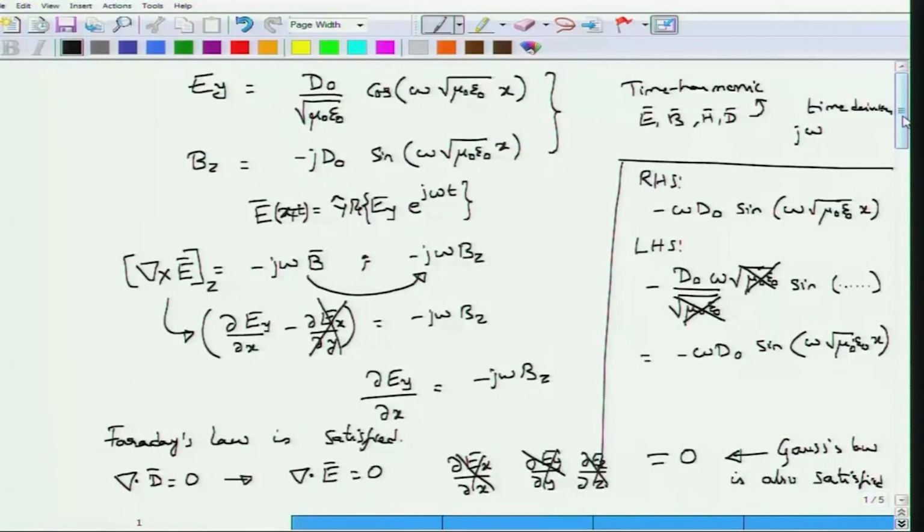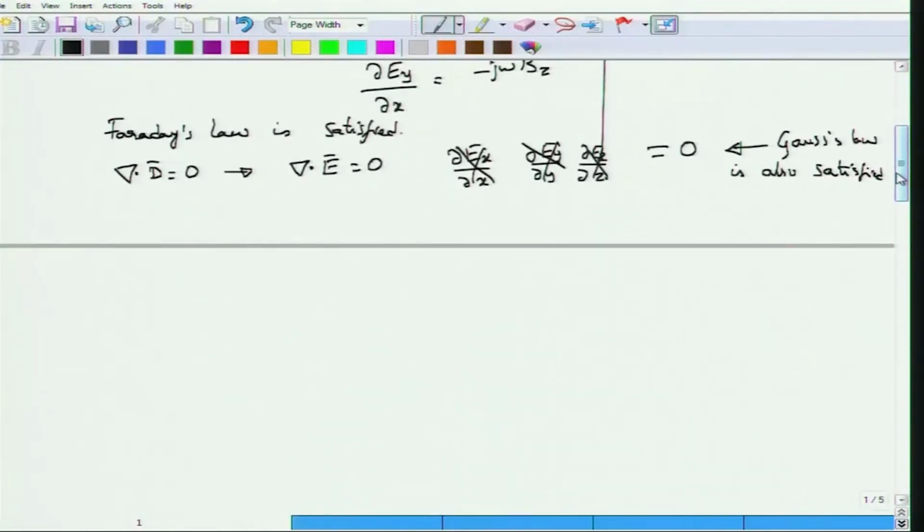Can it be a situation where del dot B is non-zero? Well, we do know that del dot B cannot be non-zero, and to test that one you look at what is del Bz by del z. Bz is a function only of x, it is not a function of z. So del Bz by del z should also be equal to 0. So clearly Gauss's law for both magnetic field as well as for electric field is satisfied.